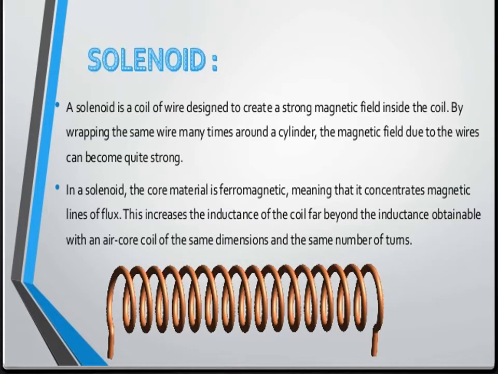Now, what is a solenoid? A solenoid is a long coil of wire. You are seeing the picture. A long coil of wire that is closely wound in the form of a helix. When electric current is passed through the solenoid, a magnetic field is produced.